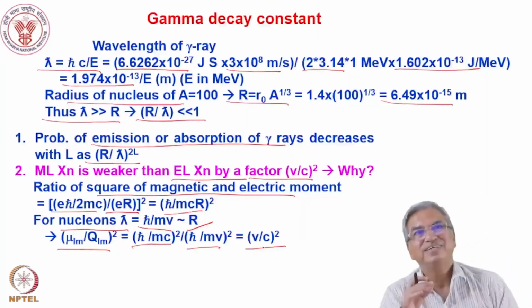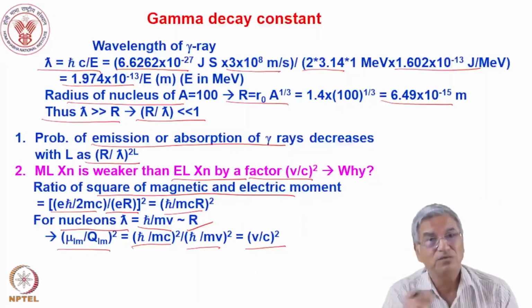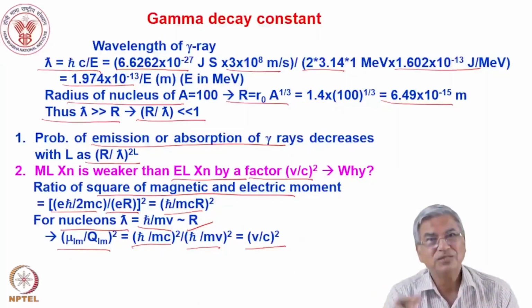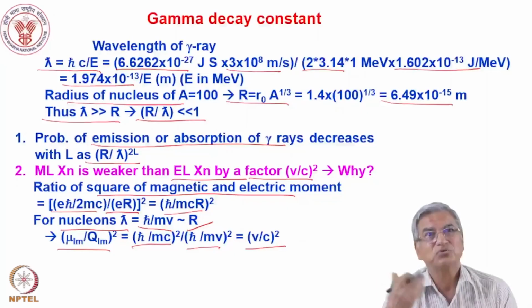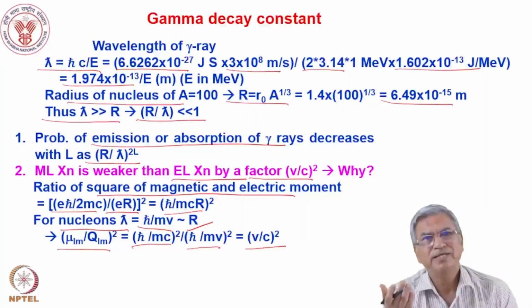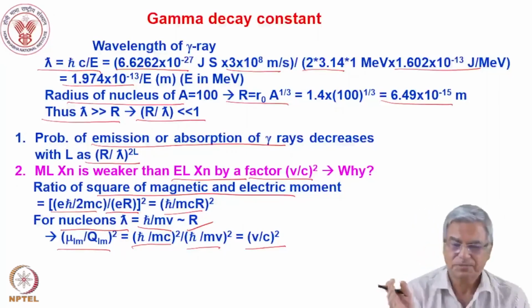Essentially, the magnetic transitions are associated with the change in the current, that means the nucleonic motion, which is associated with the velocity of the nucleon. And the electric transitions are associated with the change in the charge density, so that is associated with the photonic velocity, c. That is why the magnetic transitions are much weaker than the electric transitions.